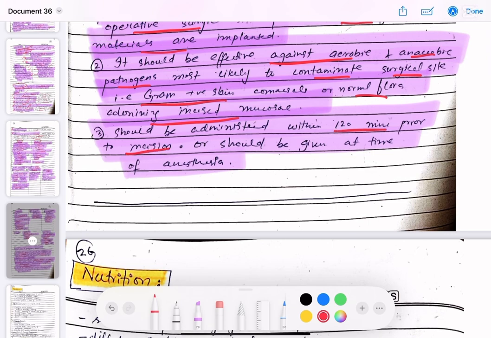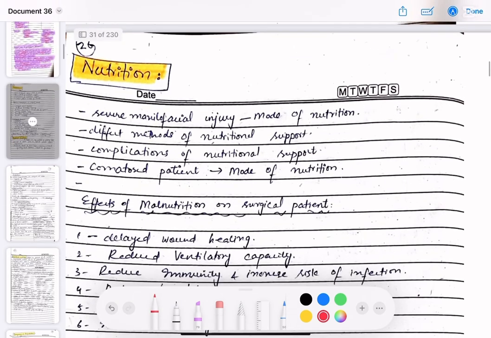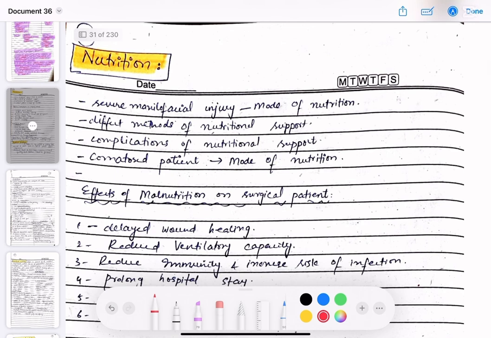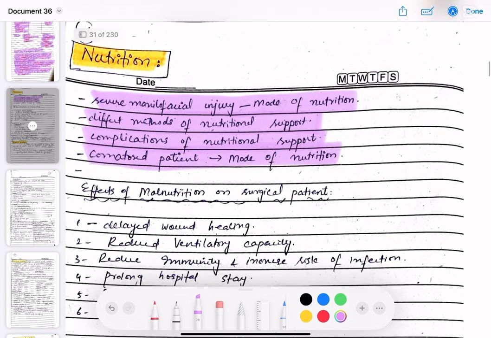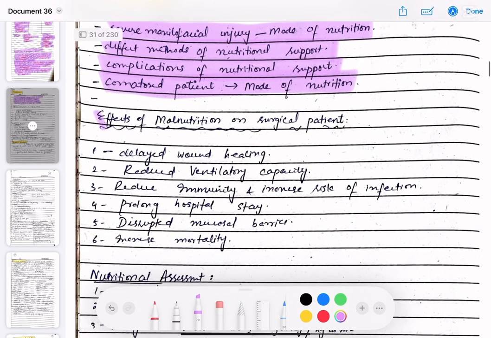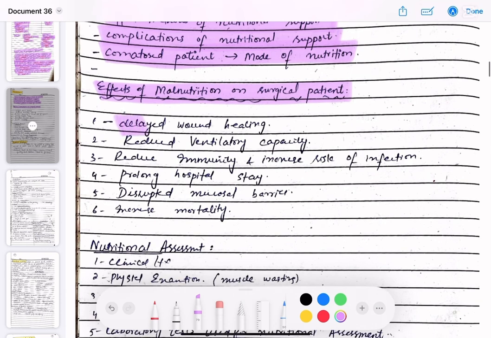Now coming towards the next topic, that is nutrition. So we are having severe malnutrition, injury and mode of nutrition, different methods of nutrition support, what are the complications, and what is the mode of nutrition in traumatized patients. The effects of malnutrition on surgical patients: there will be delayed wound healing, reduced ventilatory capacity, reduced immunity, increased risk of infection, prolonged hospital stay, disrupted mucosal barrier, and increased mortality.